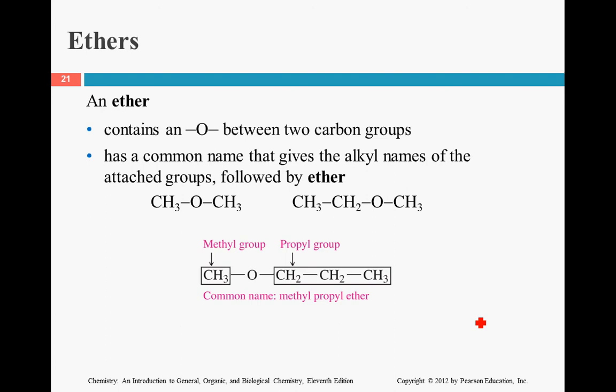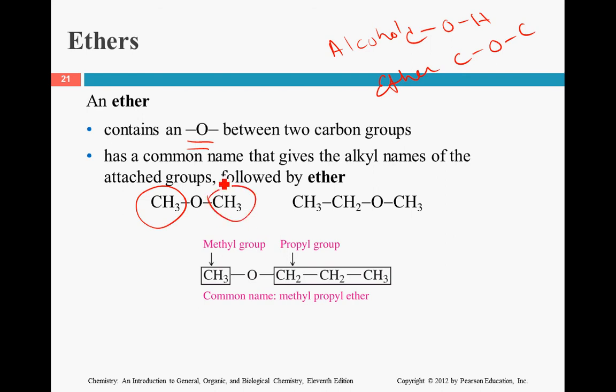And finally, we have ethers. Ether is an oxygen that's surrounded by carbons. So if we compare, alcohol is a carbon, an oxygen, and a hydrogen, whereas an ether is a carbon, oxygen, carbon. And you name it as if it has 2 substituents coming off of the oxygen. For instance, this is a methyl group. This is also a methyl group. So 2 methyls mean it's dimethyl. And you're just going to end it with ether, saying that that oxygen is surrounded by 2 methyl groups.